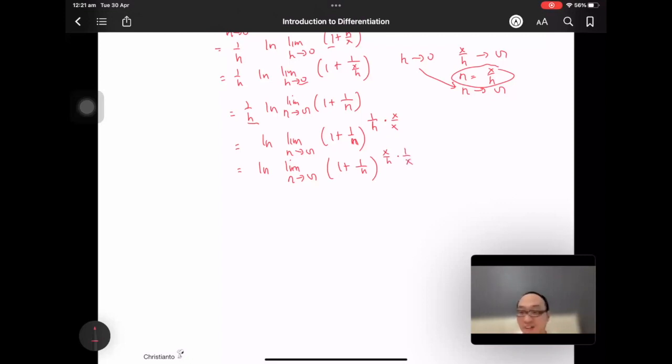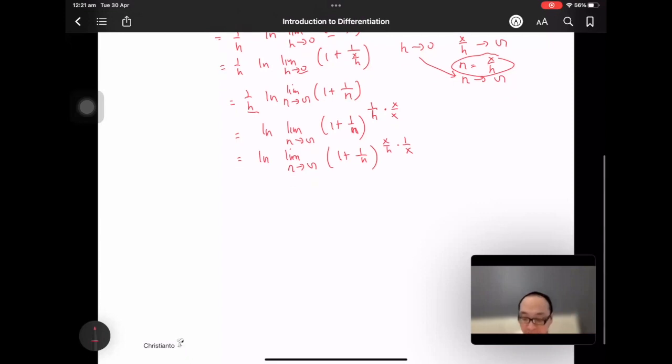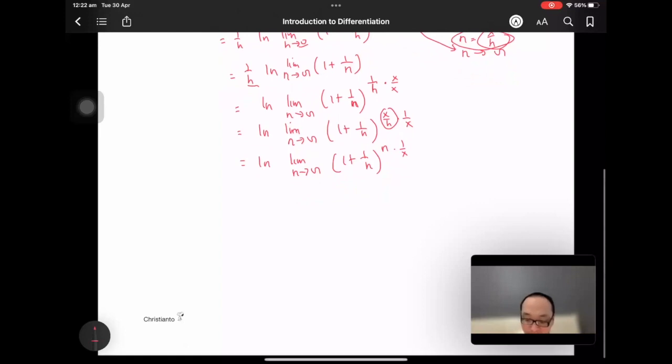I switch the position of x in the numerator, and it leads us to the limit as n goes to infinity of (1 plus 1 over n) to the power of x over h, which will be n, times 1 over x. Now, this term will be equal to e. For this part, it's to the power of 1 over x, ln.